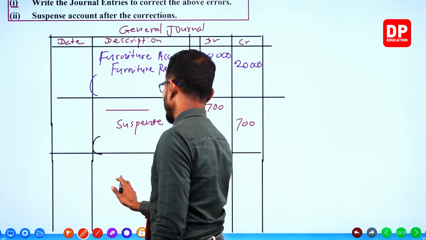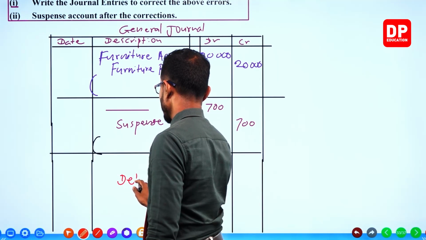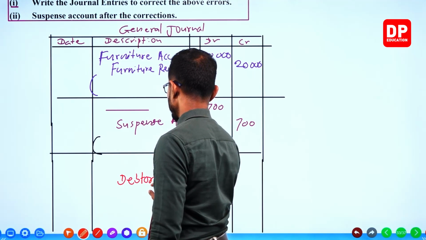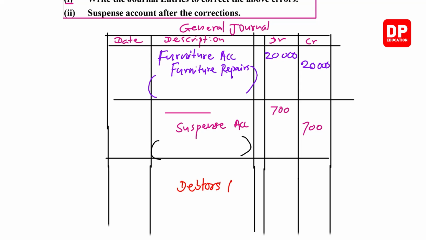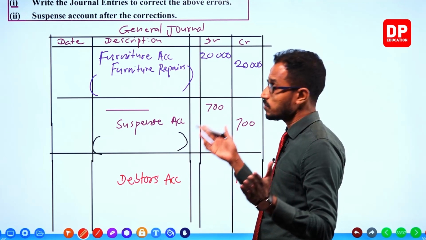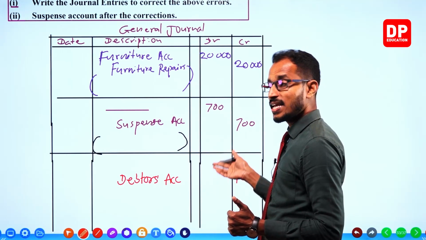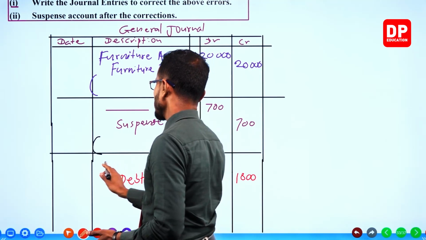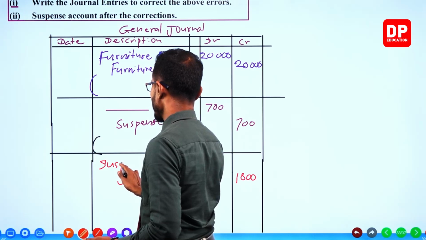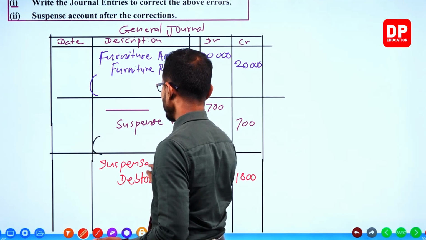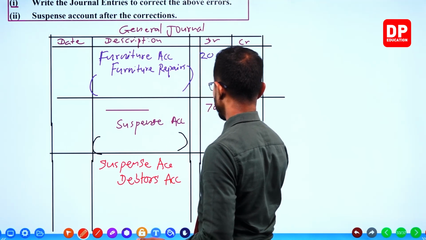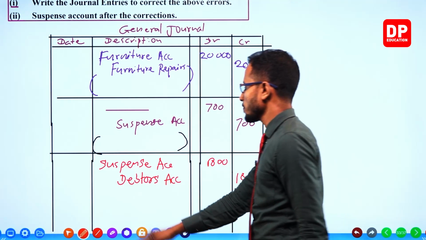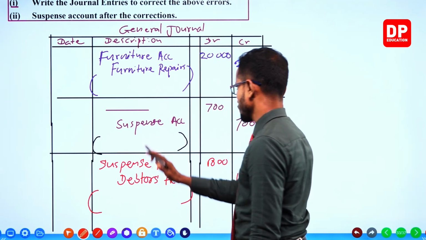Third entry. Third error. Credit entry is debtors account, 1,800. Only in the debtors account this mistake happened. It affects the trial balance. If this error affects the trial balance, one entry must go to the suspense account. There's no other place to put the debit entry. Put to the suspense account, 1,800. There we go. Don't forget the narration.